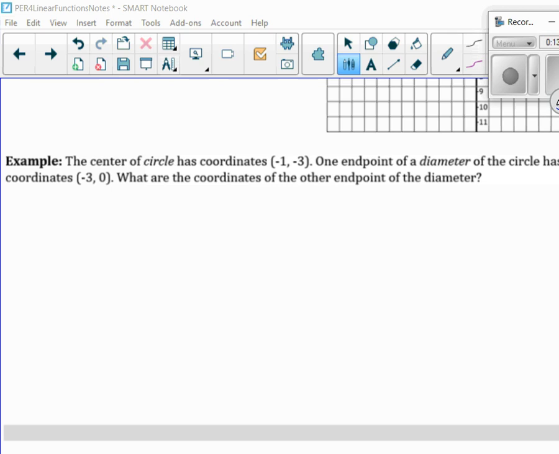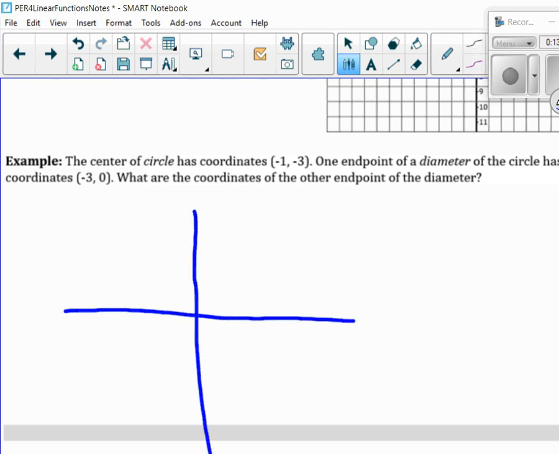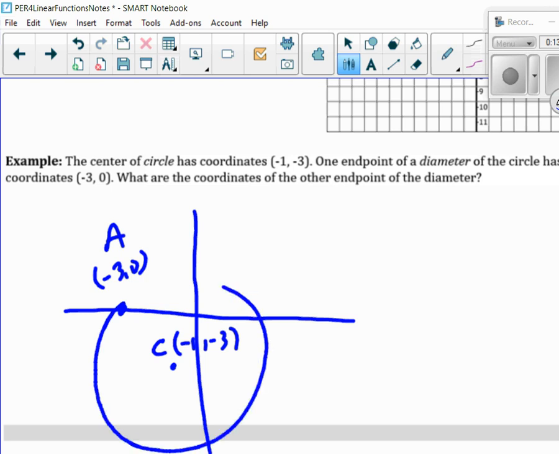Okay, the center has coordinates -1, -3. The endpoint of a diameter of the circle has the coordinates -3, 0. What are the coordinates of the other endpoint of the diameter? So if I do a quick sketch here, I have -1, -3. There is my center. And the endpoint is -3, 0. I'll call it A. I'm going to draw the circle around it.